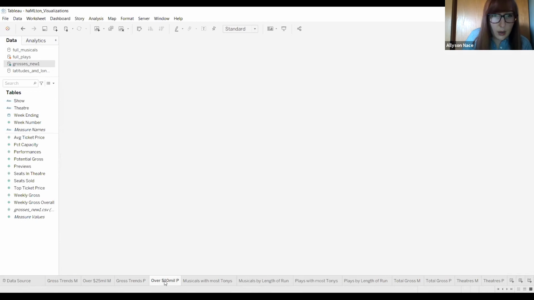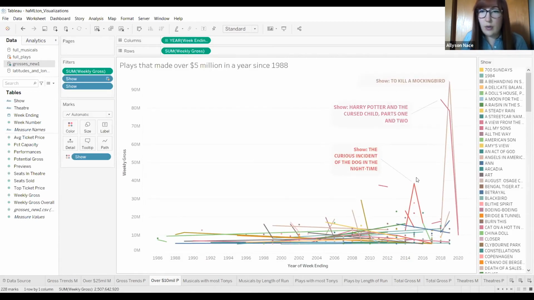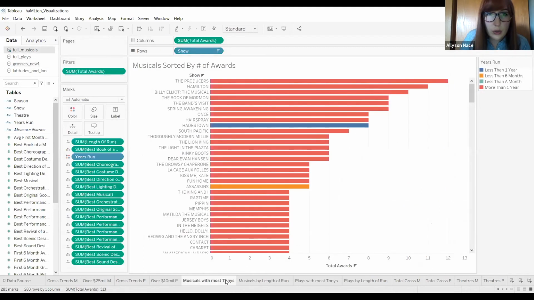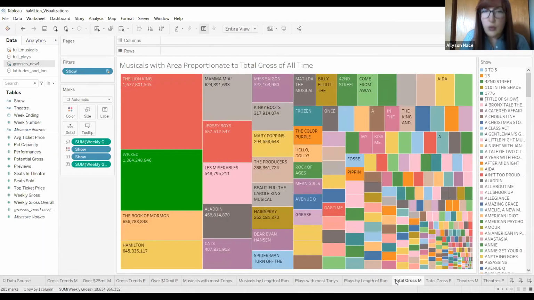To drop out some of the noise, here are the plays that have grossed over 5 million in a year since 1988. I just want to move on to my tree maps. This is a neater representation of the total grosses for shows. The area of these squares represents the total gross of the show in relation to all other shows.